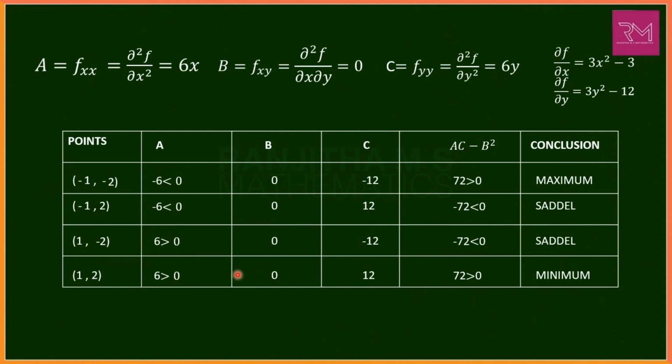Here we have to note that if the AC minus B square value is less than 0, we can conclude easily that it has a saddle point. Either A is less than 0 or greater than 0, it does not matter. If the AC minus B square value is less than 0, we can directly conclude that the function has a saddle point. This we have to remember. We shall move on to another problem so that you can understand in a better way.